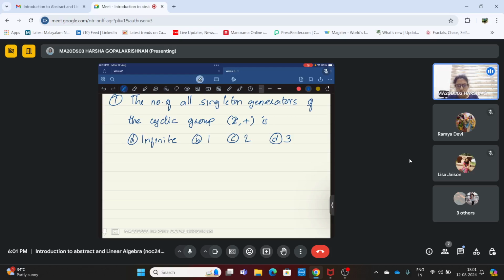The first question is: the number of singleton generators of the cyclic group Z plus is infinite, 1, 2, 3. So first of all, we should know what a generator is. I hope you have already seen the videos and know the definition. Anyhow, let me explain once what a generator means.